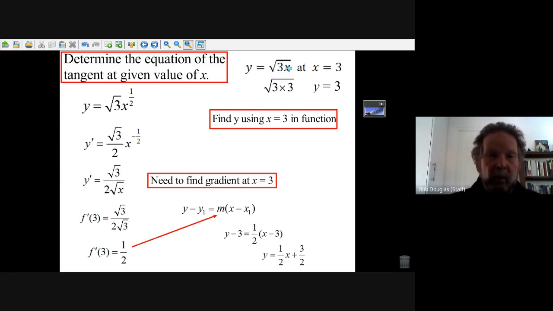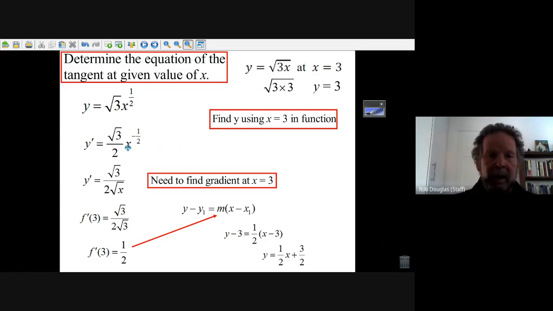But in order to find the gradient, we've got to find the derivative. And we're going to have to do this a little bit different. We're going to have to make this root 3 times root x. And root x is really x to the half power. Well, now it's in a form where we can find the derivative. So we go half of root 3. It's root 3 over 2. We bring it down 1. 1 half minus 1 is x to the negative half.